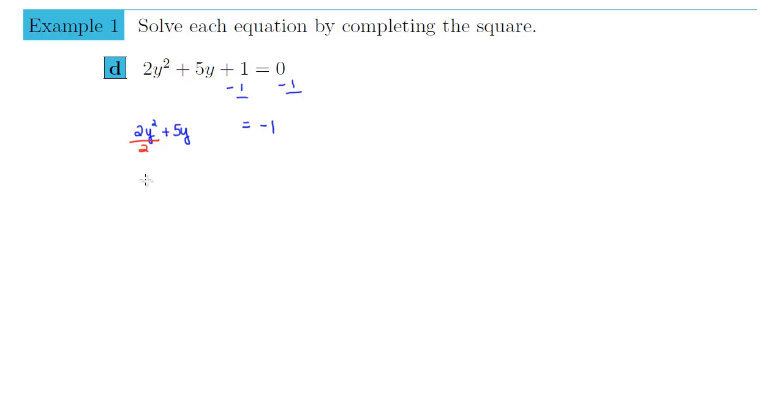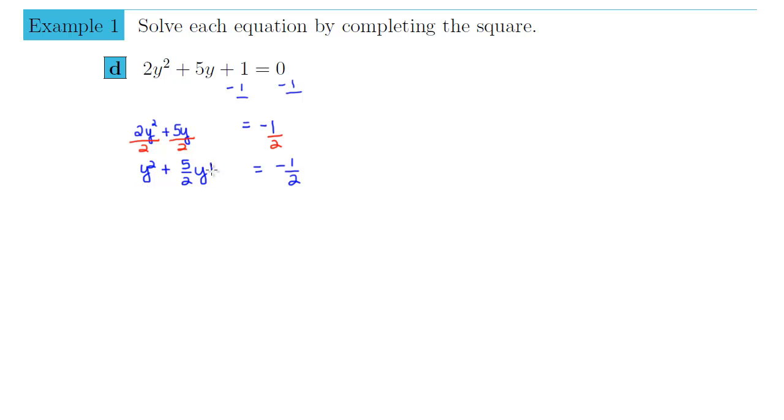2 divided by 2 is 1. If we do it to the first term in our equation, we actually have to do it to every single term in our equation on both sides of the equation. So, 2 divided by 2 gives us here on the left 1y squared. 5 divided by 2 gives us 5 halves y. And on the right side, negative 1 divided by 2 is simply negative 1 half. Our equation is now set up to where we can create a perfect square trinomial on the left side because the coefficient on our y squared is 1.